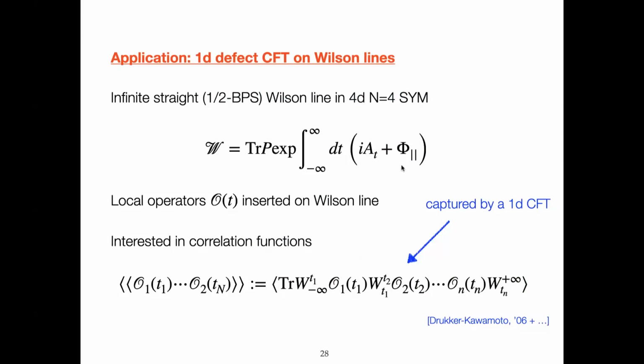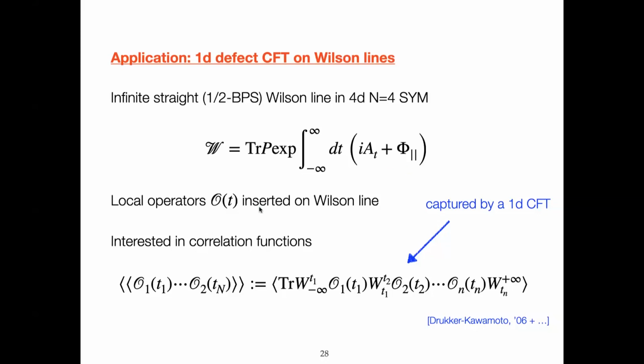But in order to make it supersymmetric, you also have to include one of the adjoint scalars in N=4 super Yang-Mills theory. I pick one of them randomly and I call it phi parallel. N=4 super Yang-Mills theory has 6 scalars in the adjoint representation. I pick one of them, and the remaining 5 I will call phi perpendicular.